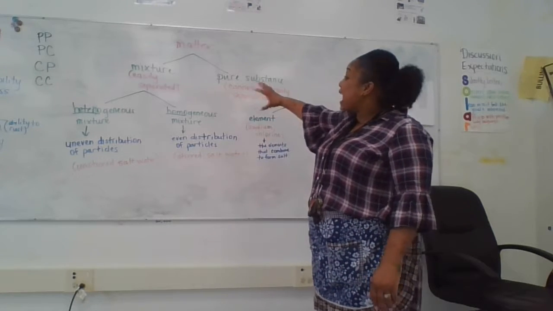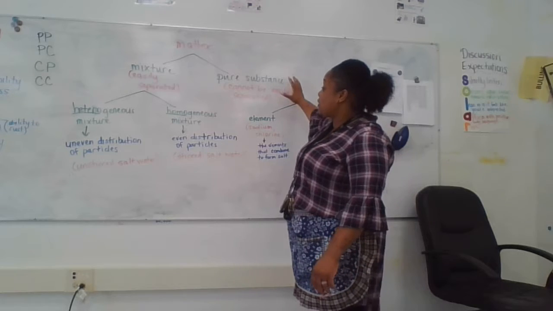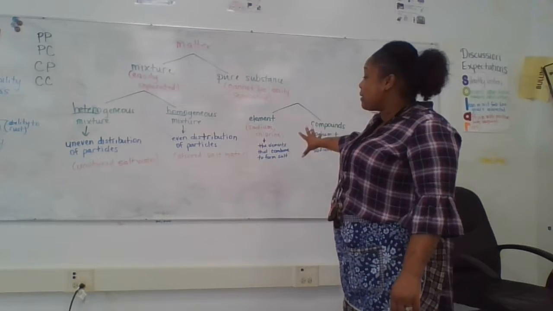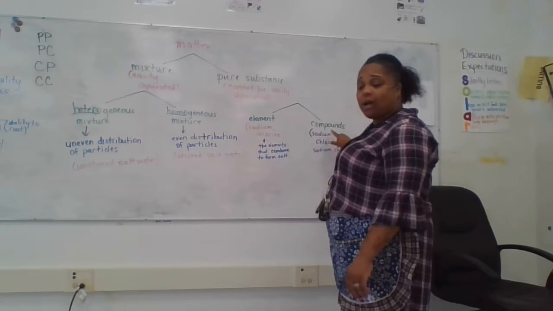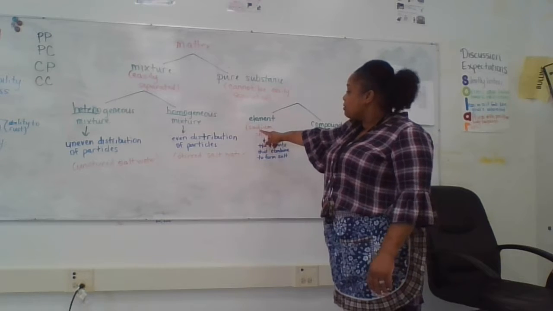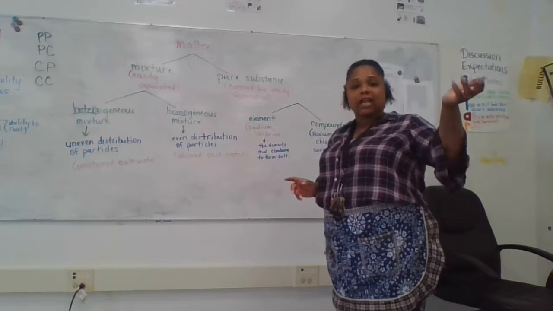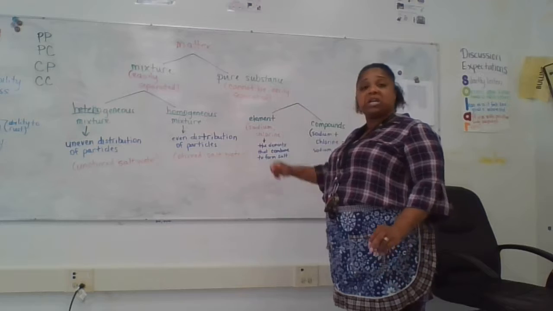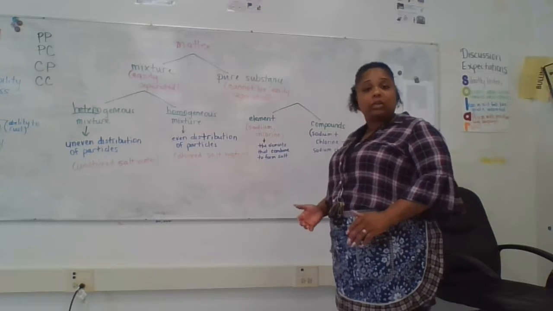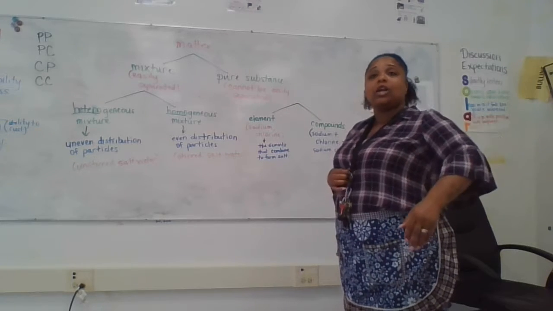The other type of matter is pure substances. There are 2 types of pure substances. We have elements and we have compounds. Elements are the elements on the periodic table, right? Sodium, chlorine, hydrogen, lithium, magnesium, boron, uranium.